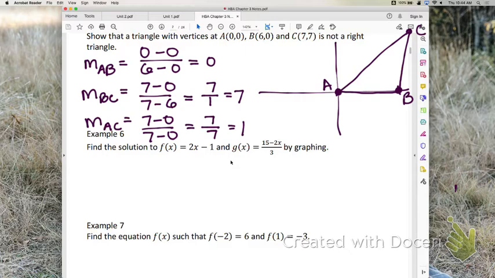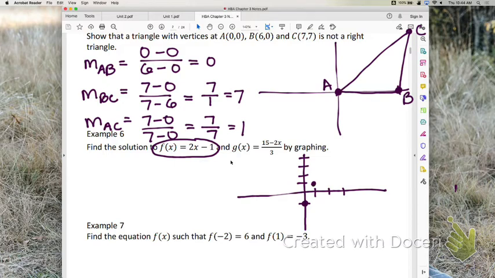Example 6 asks us to find the solution of 2 equations of lines by graphing. So let's review graphing. If I drew myself a little sketch here, how would I start drawing the line f of x equals 2x minus 1? Where would I start? Okay. I would start at negative 1. I would then count up 2 over 1, up 2 over 1, and so on. That really does not look like a straight line, but that's okay. My drawings are not that good.